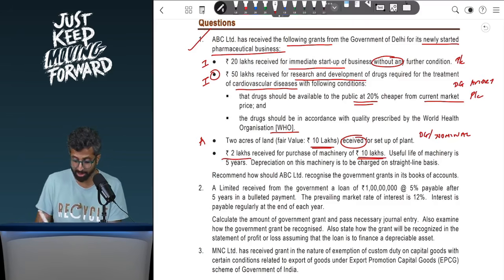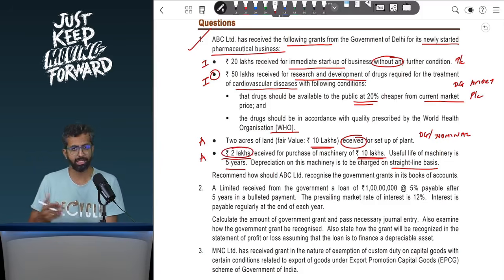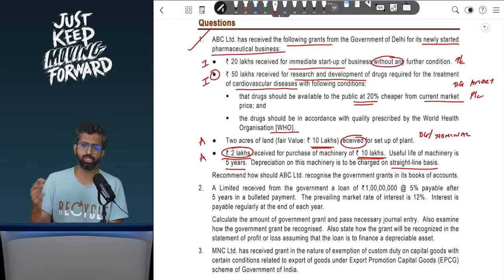Fourth, 2 lakhs received for purchase of machinery of 10 lakhs. Again, this is for purchase of machinery, so this is a grant linked to asset. Useful life of the machinery is 5 years. Depreciation is to be charged on a straight line basis, in which case the depreciation on the machinery will be 10 divided by 5, that is 2 lakhs per annum. If I decide to take this within the deferred grant account, then 2 divided by 5, that is equal to 40,000 will be deferred in each of the years. If I decide to net it from the asset, then 10 minus 2, that is equal to 8 will be the asset balance, and the depreciation in each year will be, let's say, 1,60,000. Recommend how ABC should recognize the grants in its books of accounts.